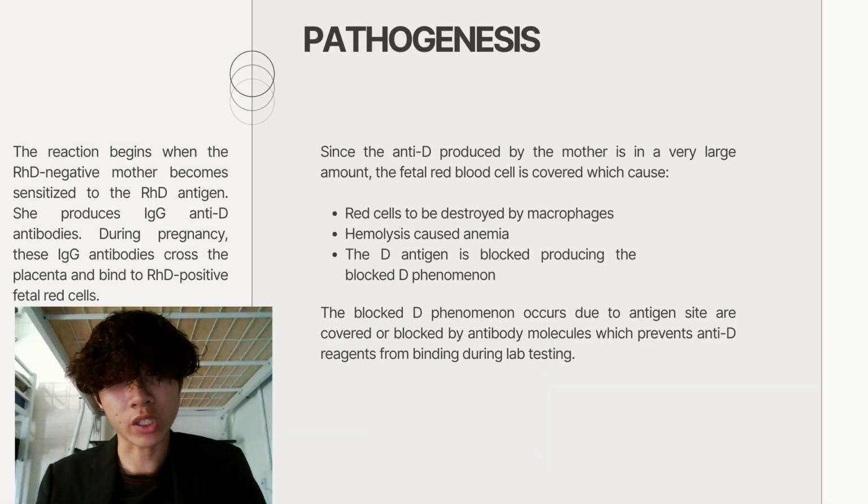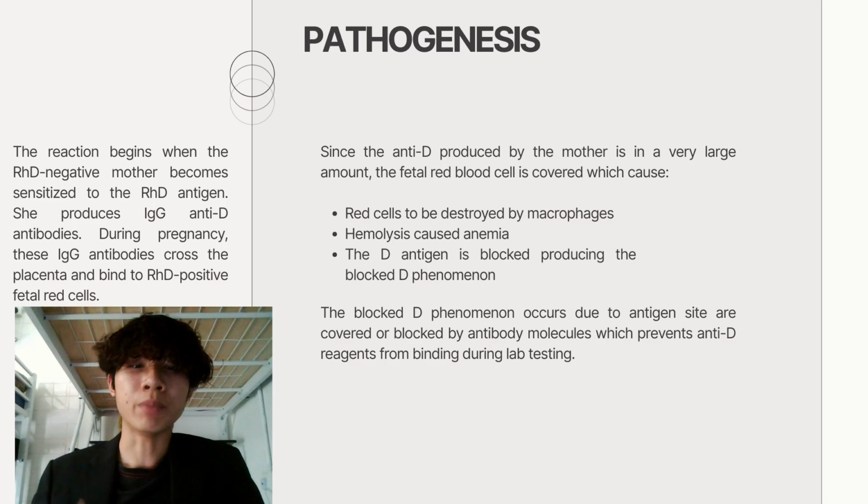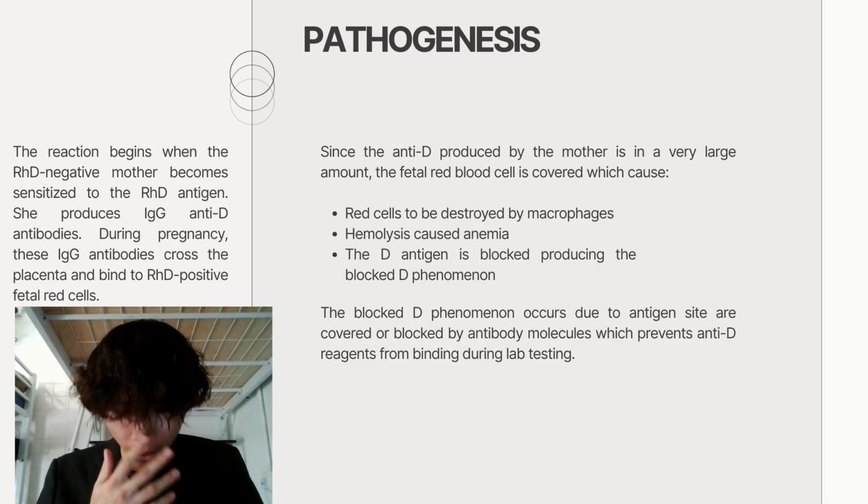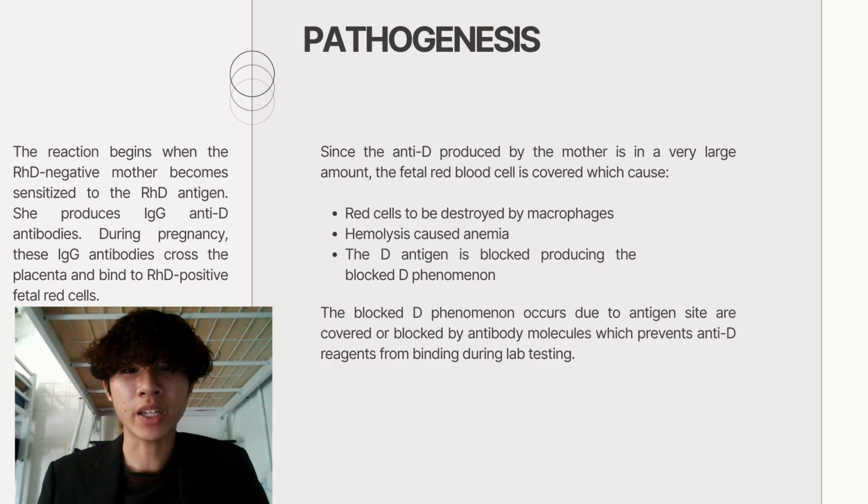Now, for the pathogenesis, how this happened. The maternal IgG anti-D antibody crosses the placenta and destroys the baby's red blood cells by binding to them, which causes hemolysis, which leads to anemia. All of this causes the HDFN case, and at the same time, the D antigen of the newborn is blocked by the mother's IgG, which causes the lab diagnostic findings to be inconsistent because there's no reagent able to bind it in the lab diagnostic test.